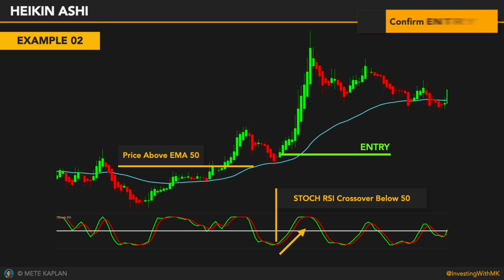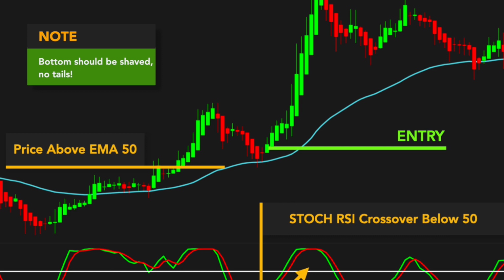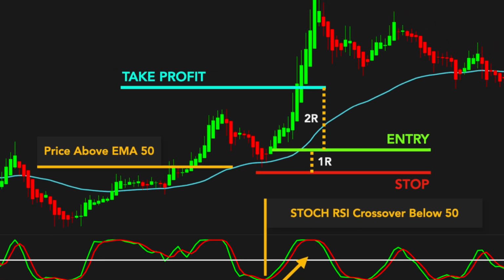Finally, I'm waiting for the first green candle without a tail or shadow after the pullback. And again, even small wicks are not accepted. It should be shaved and flat. Then the trickiest part, placing a stop loss order. I place it under the pullback, just around the EMA 50. My take profit order is at 2 hours.